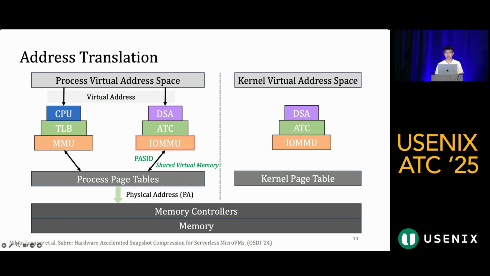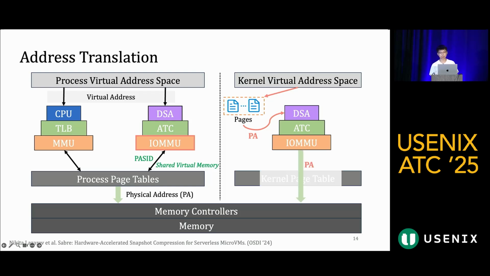In kernel space, DSA supports the use of physical addresses. We can easily obtain the physical address from a struct page and use it directly in submitted descriptors. One key challenge is that using DSA in kernel space does not trigger any page fault.